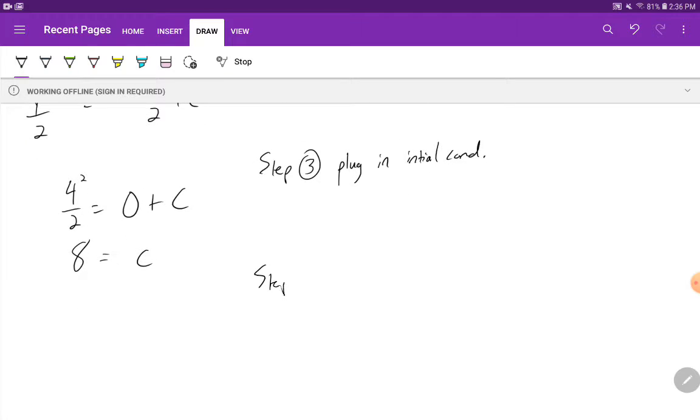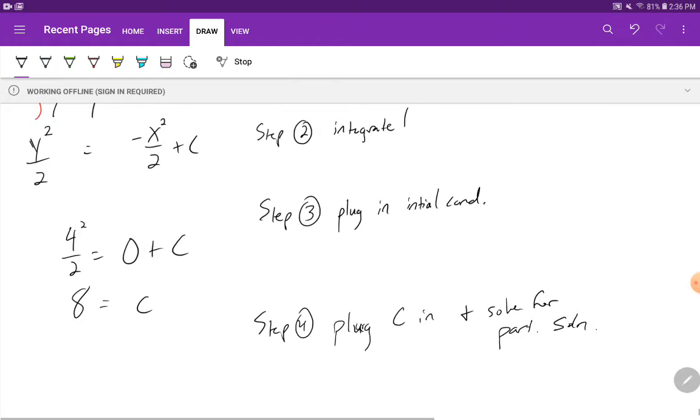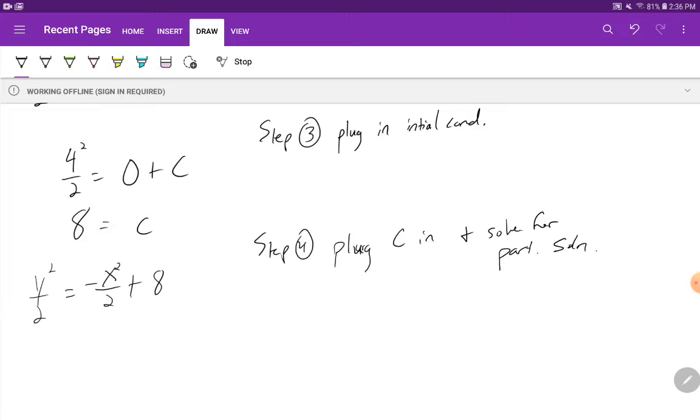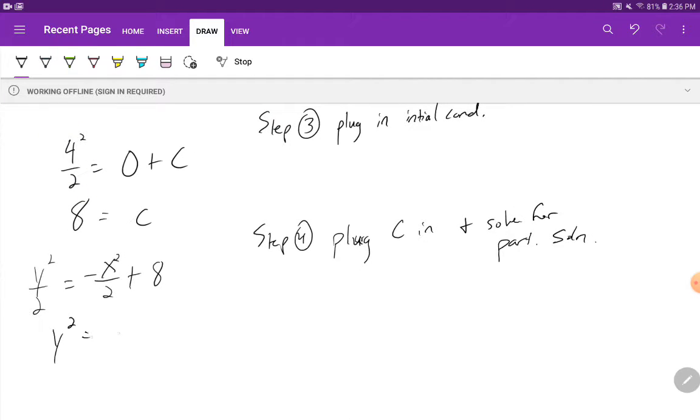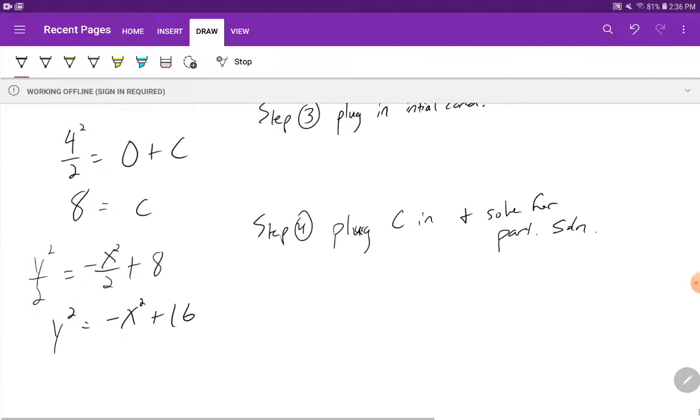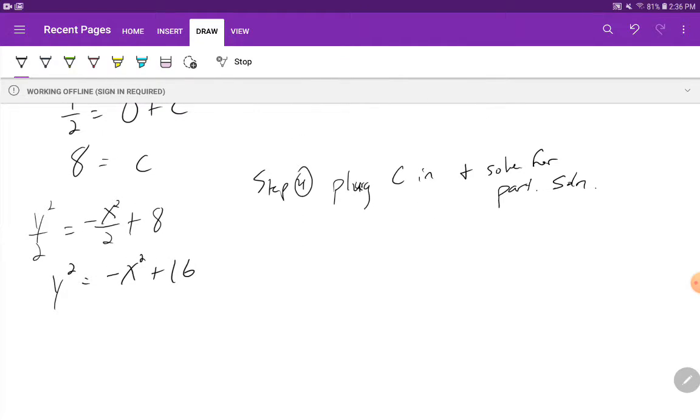And then step 4, plug c in and solve for your particular solution. So I'm going to plug c in. We get y²/2 = -x²/2 + 8. And once again, it does not matter if I plugged it in at that previous step or afterwards, you will, I promise, get to the same answer. We multiply everything by 2. And actually, I'm going to tweak it a little bit. I know you guys are tempted to just take the square root, but I'm going to write it a different way so it's a little clearer here.